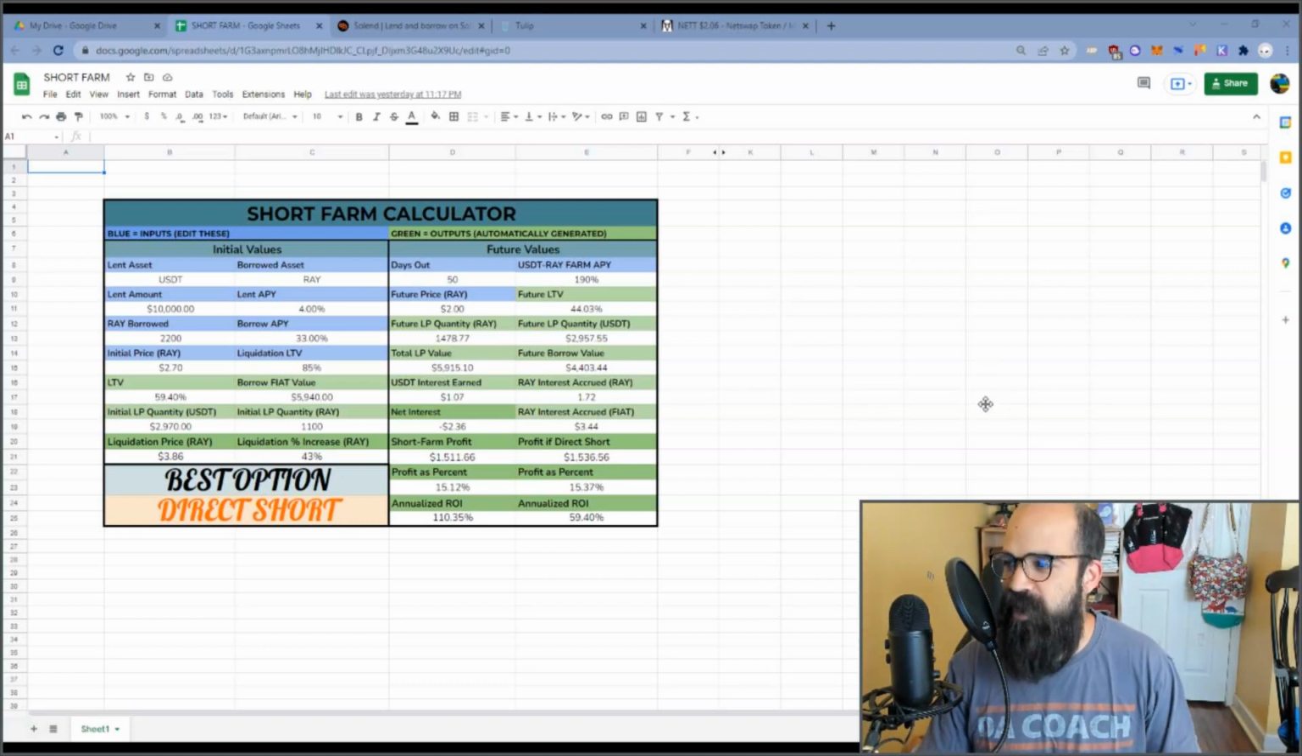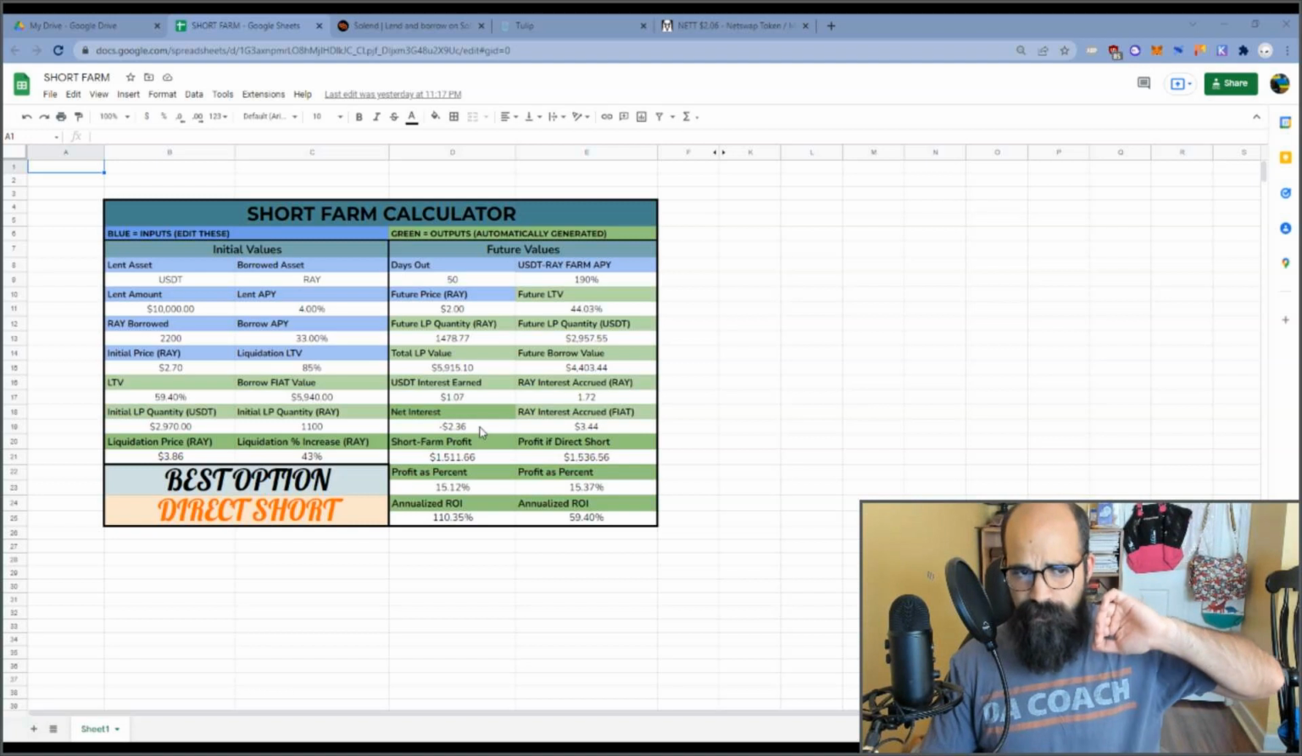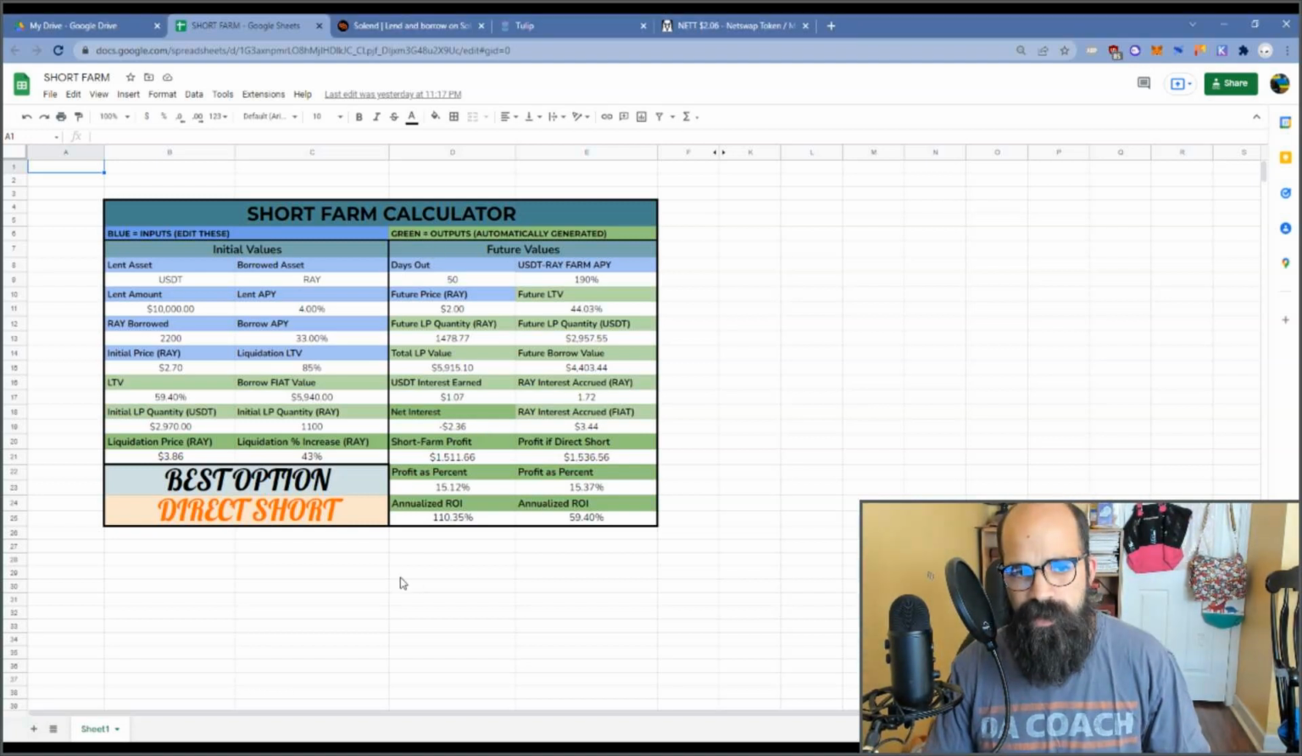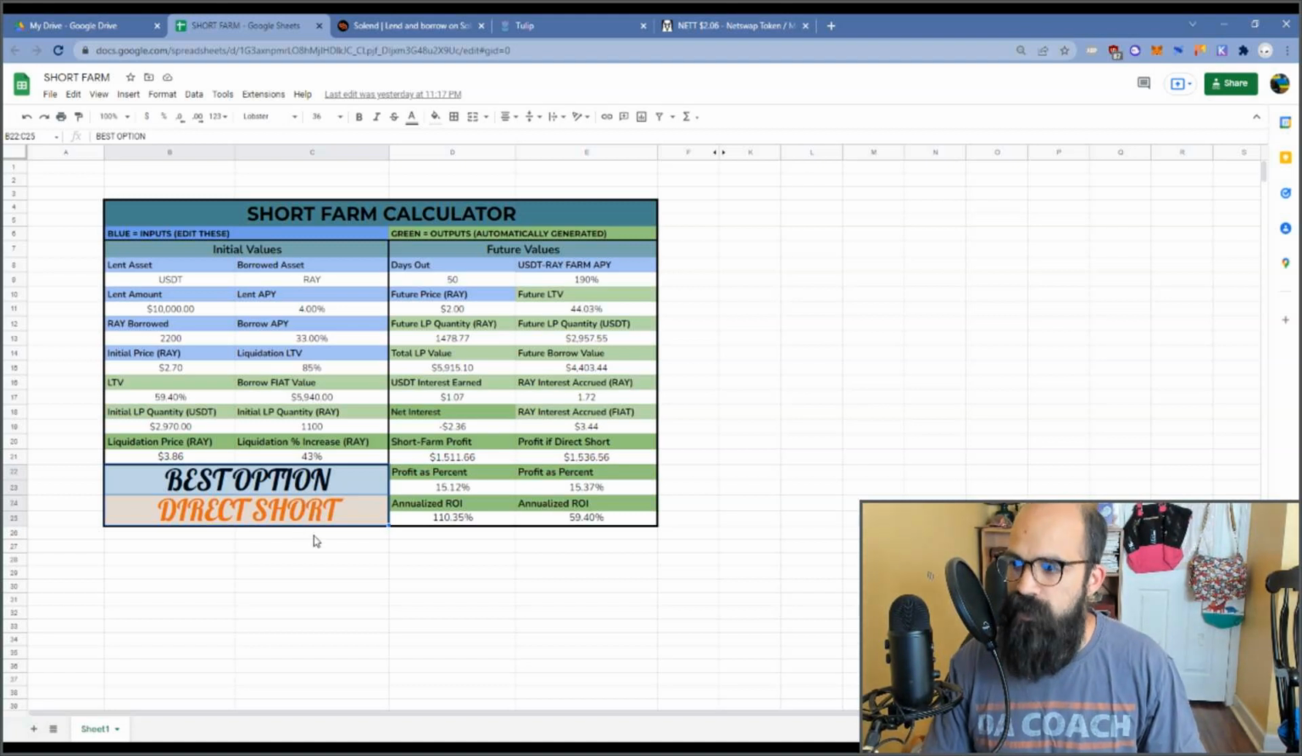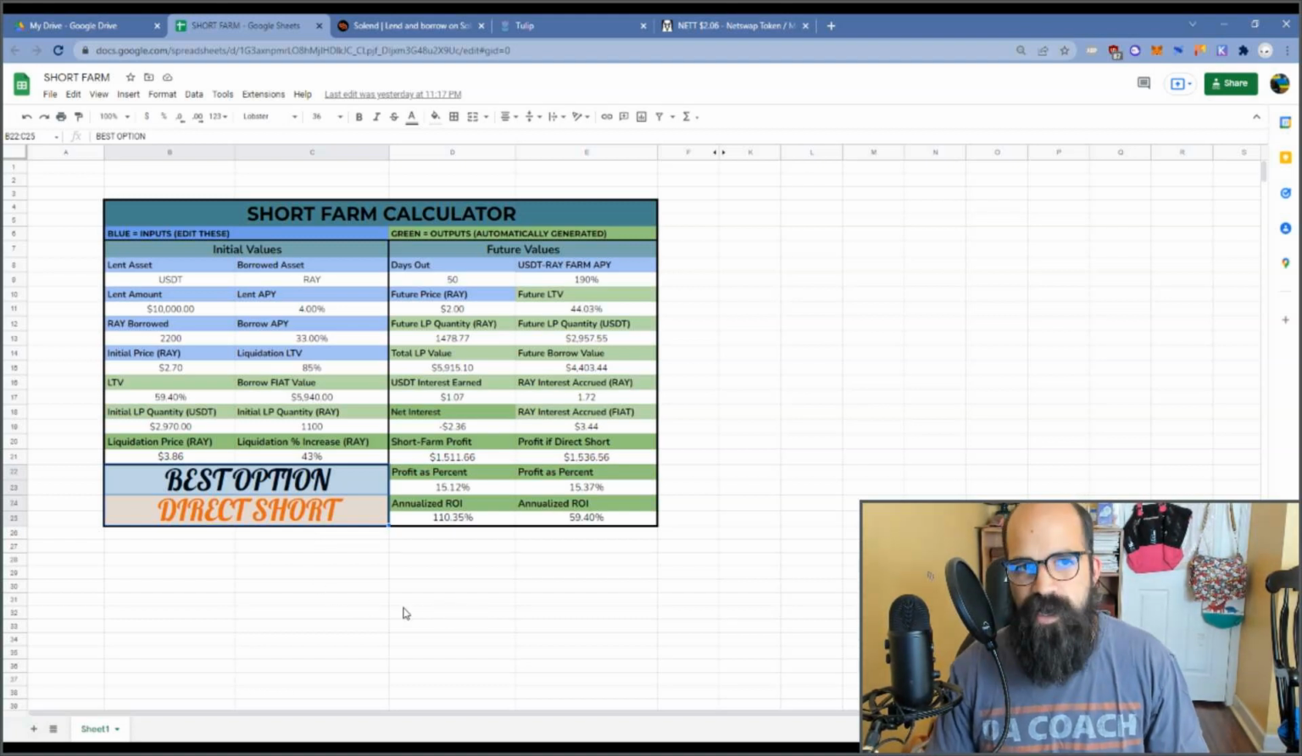Probably none of you are surprised. That's okay. So this is my short farm calculator. You can see its purpose is to tell you if a direct short is better or if short farming is better based off of your own personal speculation on some assets. So we're going to use the Solana chain because there's a potential opportunity here with Tulip, Solend, and Ray.